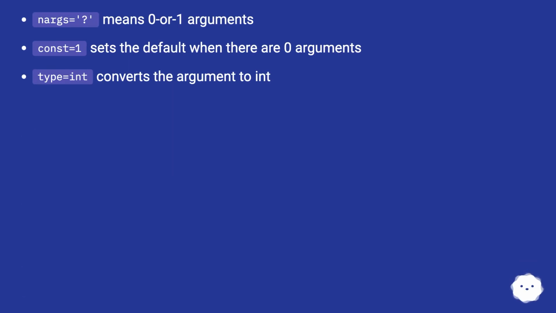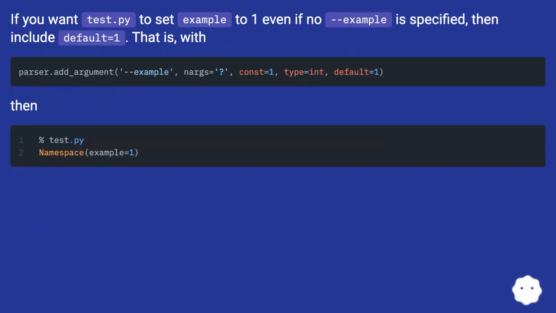nargs='?' means 0 or 1 arguments. const=1 sets the default when there are 0 arguments. type=int converts the argument to int. If you want test.py to set example to 1 even if no example is specified, then include default=1. That is, with. Then.